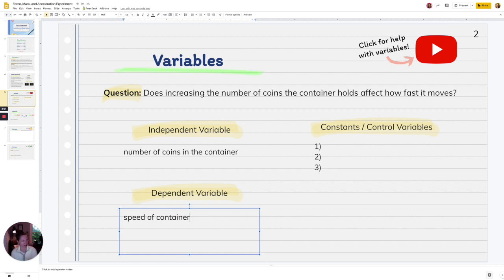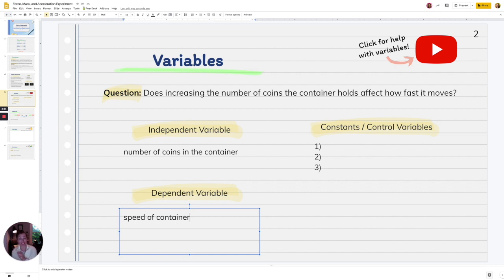Now we have to include units. Speed is always measured in distance divided by the amount of time it takes, or distance per amount of time. Miles per hour. How many miles can you go in 1 hour? Kilometers per second. All of these are different speeds.